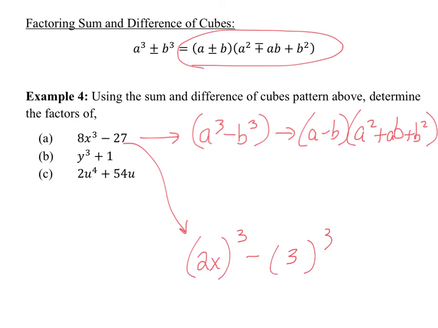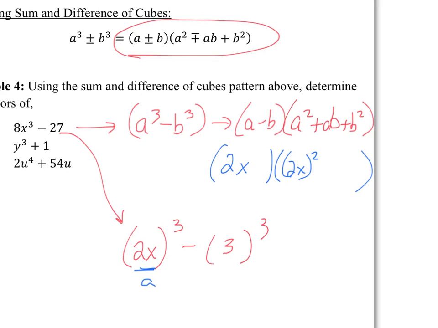Take A, which is 2x, plug it in wherever you see A. Take B, which is 3, plug it wherever you see B. And keep the signs the way they are in the formula. So take this A and put it in here, and put it in here, remembering that you're squaring the entire A part. Then take this B, which is 3, and put a 3 here, carrying down the signs. Okay, I can't erase this, unfortunately. I don't know why. So just ignore that scribble, please.